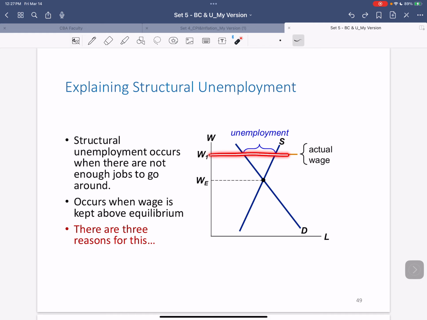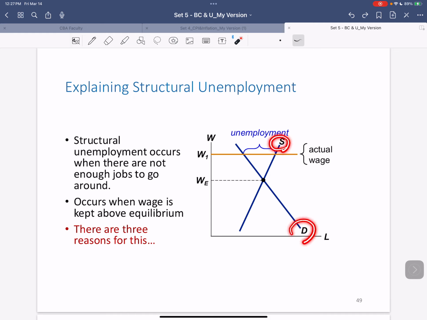So if the wage is at this level, if the wage, for example, might be set by the government, it might be set by the firms or whatever, for any reason, if this wage is above this equilibrium wage, we will have more people looking for a job and fewer positions available.